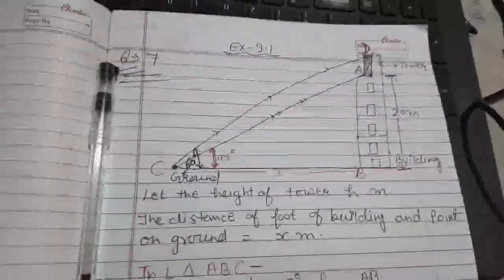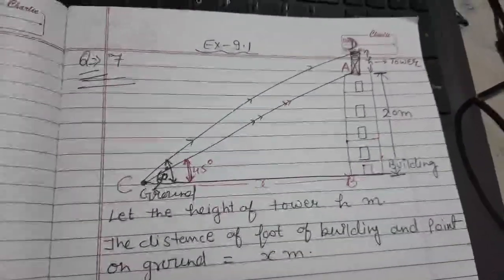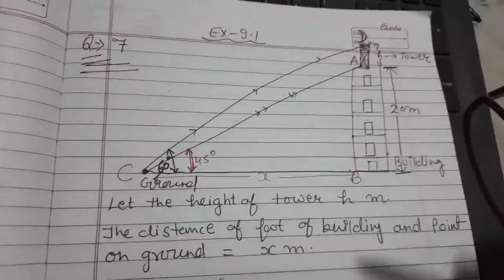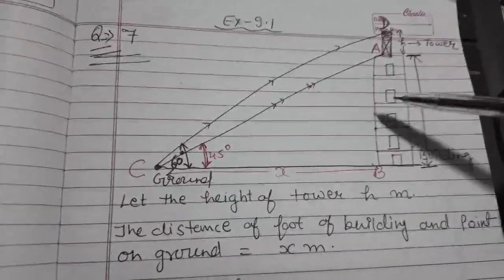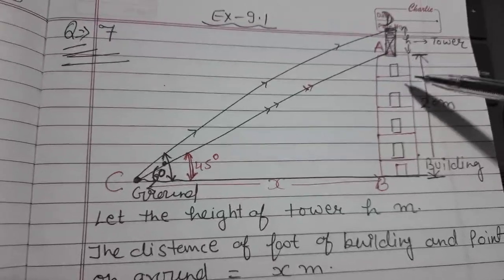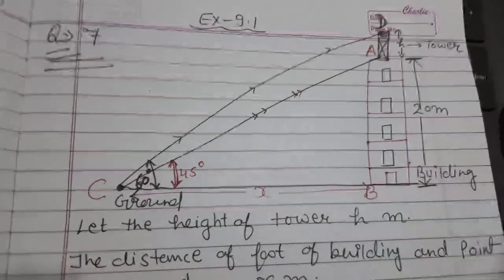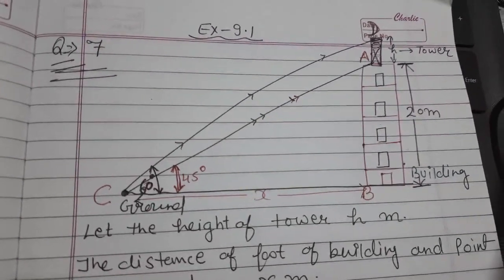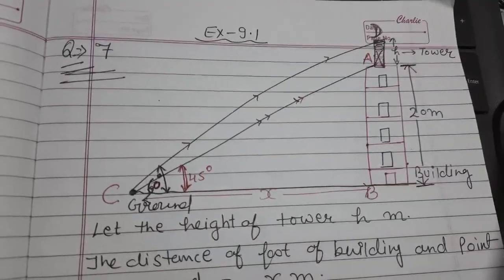Now move to its diagram. As I have explained in the question, we have a 20-meter high building and above this building we have fixed a tower. The tower is, suppose we are considering, h meter height.